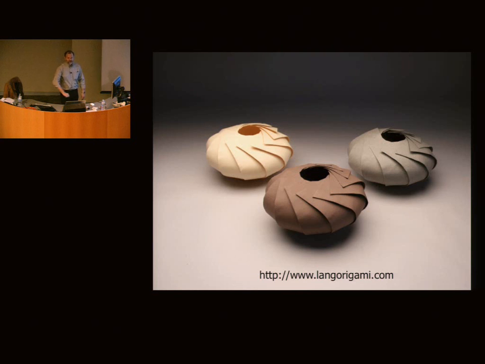We have a question. Are there investigations of origami folding in the hyperbolic plane? The answer is yes, and I can't say more because I'm sworn to secrecy until the paper comes out.